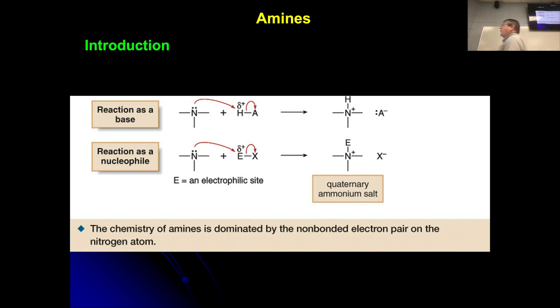But the amine can also function as a nucleophile. So it can react with some type of electrophile and give you a nitrogen electrophile bond. So let's take our secondary amine here, and I want you to react it with iodomethane. Tell me what the product's going to be.